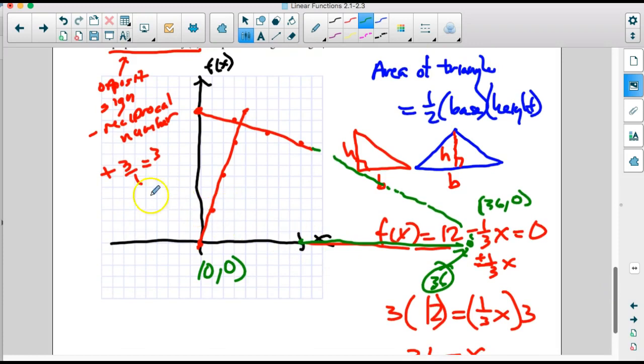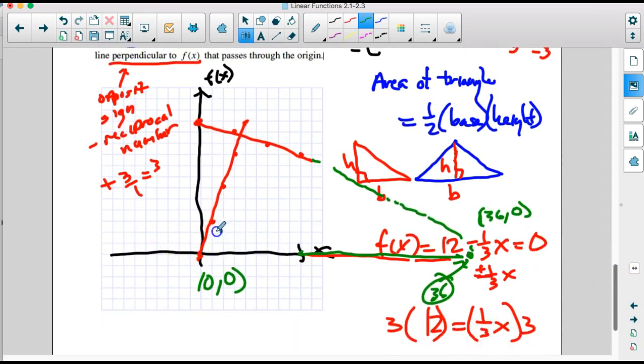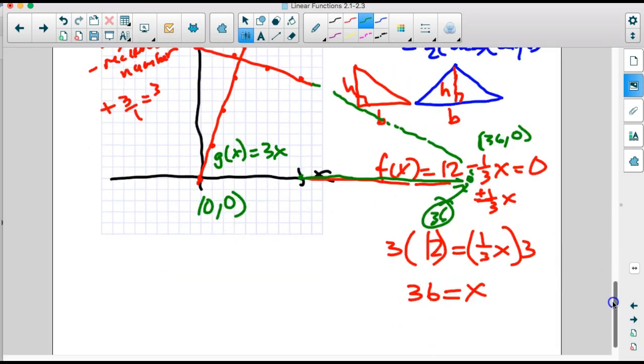This one's equation has a slope of 3, and it goes through the origin. So let's write it as g of x. So this is g of x equals 3x plus 0. Okay, we're going to need to set those equal. The 3x plus 0 equals 12 minus 1/3 x to figure out where they cross. We know where this one crosses here. We need to figure out that crossing point.